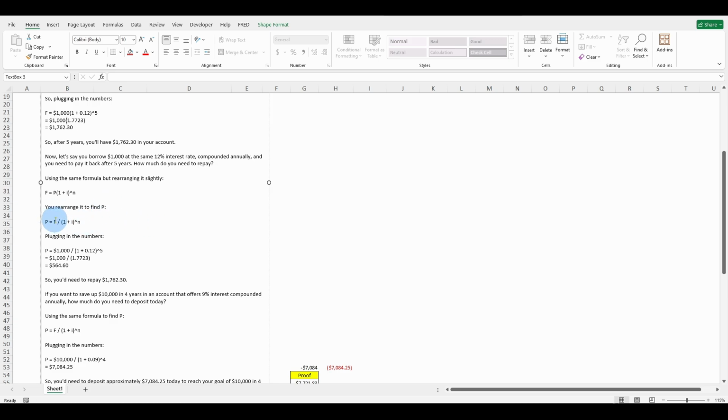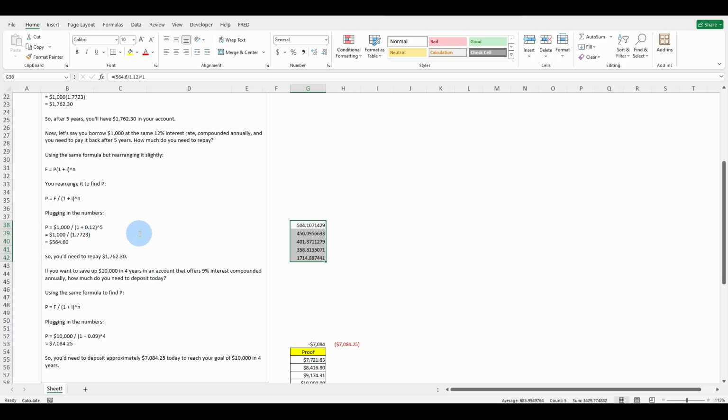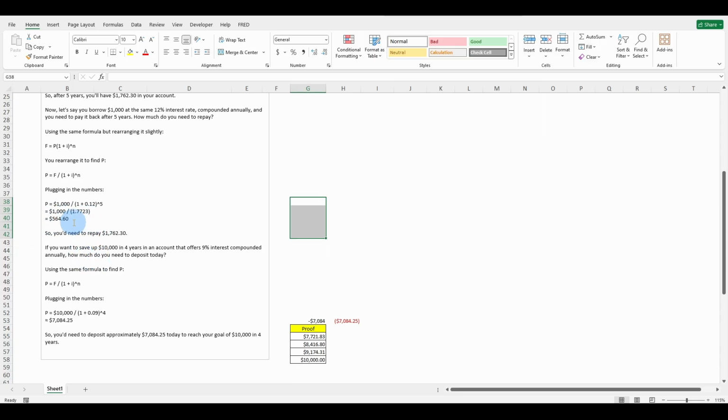P is equal to future value divided by (1 plus i) to whatever term. So plugging in the numbers, 1,000 divided by 1 plus 12% to the fifth, 564.60. And the end result is you're going to see, using this other formula, we're going to end up with a monthly payment of $564.60. Over a 4-year period, you're going to end up paying $1,762.30.